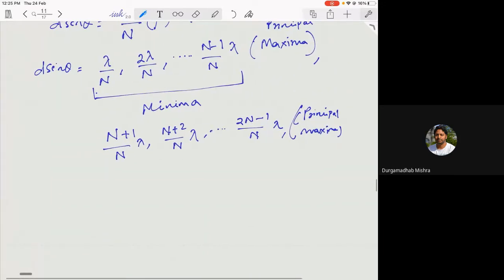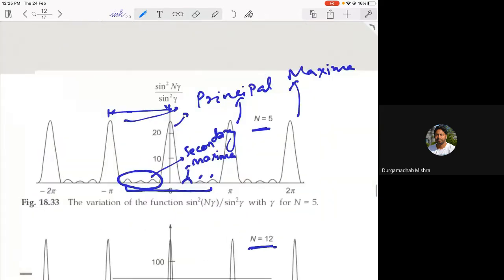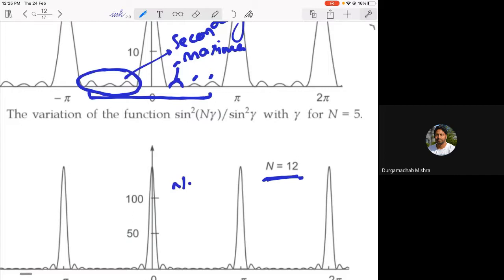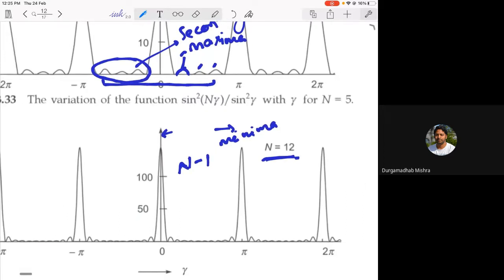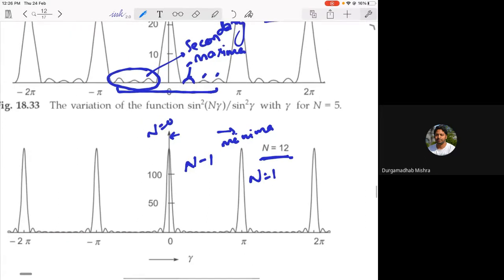And what you would observe is that between two principal maxima, if I have these two principal maxima, I have N minus 1 minima in between them. This always happens in a diffraction grating. So you have N minus 1 minima between. So this is n equal to 0, this is n equal to 1. So you observe, let's say, 12 such maxima, but within each principal maxima, so you will have.